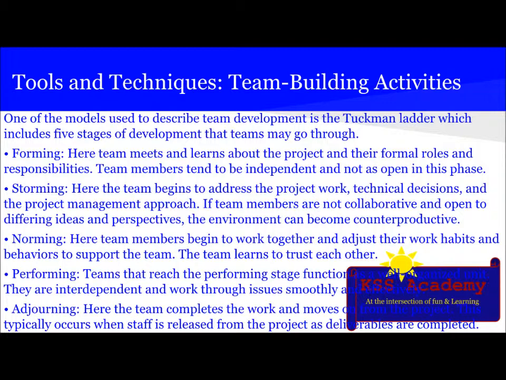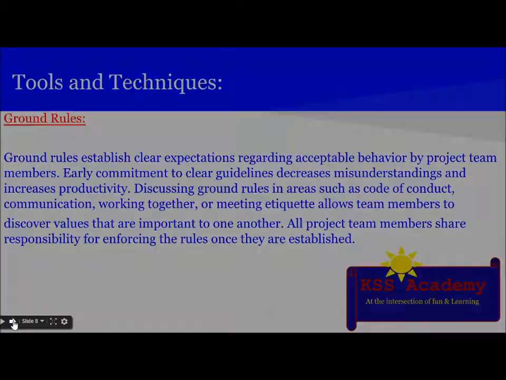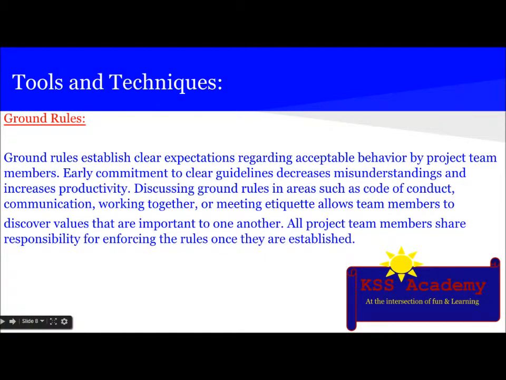The next stage is performing, where teams that reach the performing stage function as a well-organized unit. They are interdependent and work through issues smoothly and effectively. And the last is adjourning. Here, the team completes the work and moves on from the project. This typically occurs when the staff is released from the project as deliverables are completed, or sometimes they move to another project. The next tool and technique is ground rules.